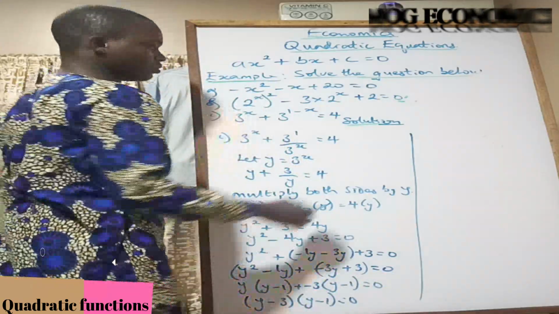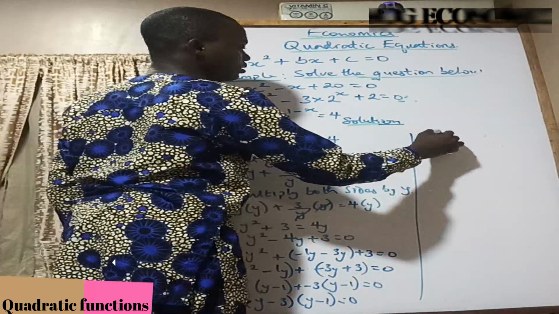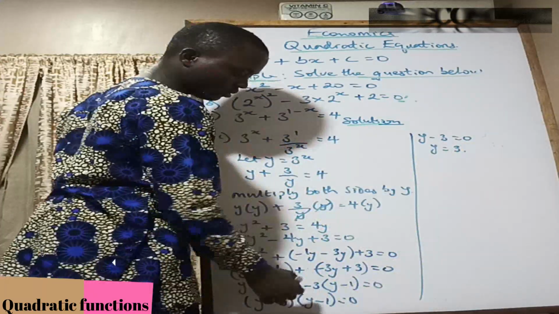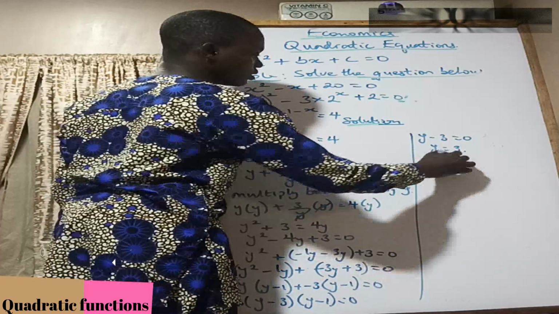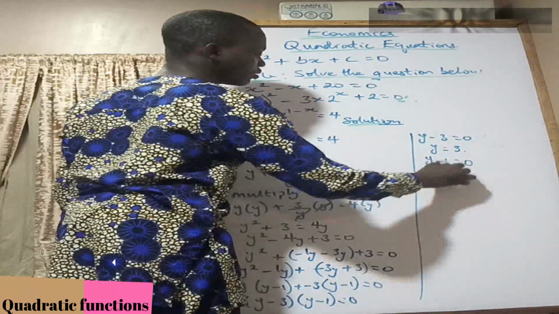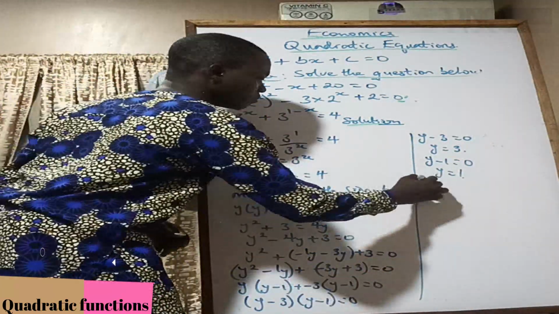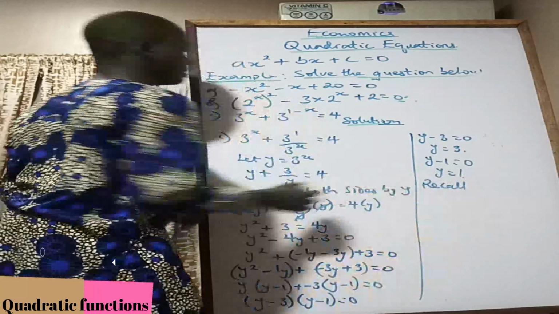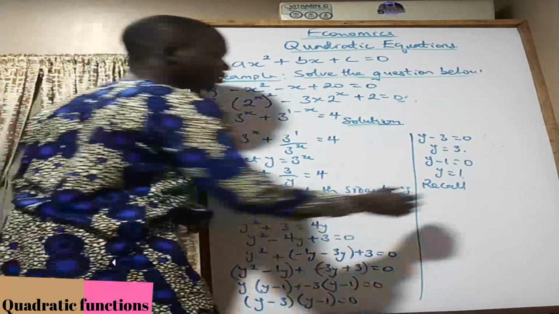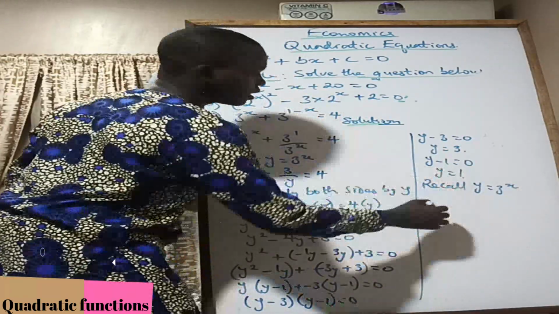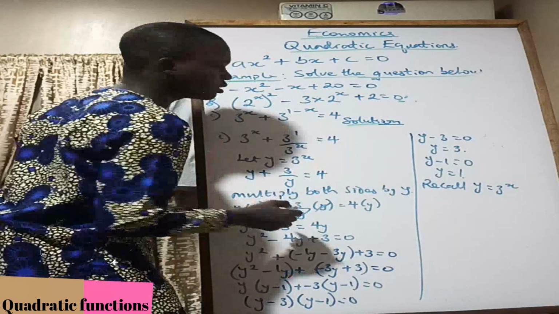Alright, so y minus 3 equals 0, y equals 3. The other one, y minus 1 equals 0, y equals 1. So that's not the end. So recall that y equals 3^x. Y equals 3^x. So come back. Our first y was 3.